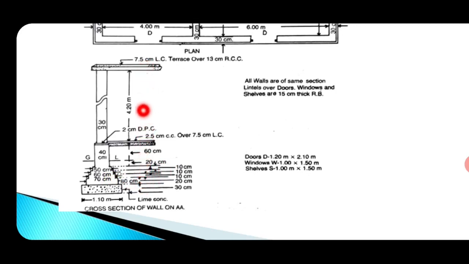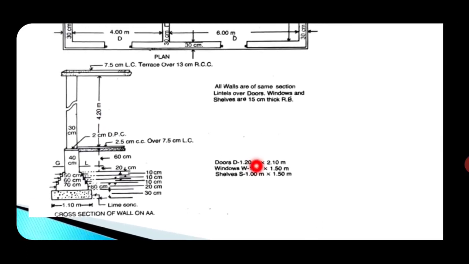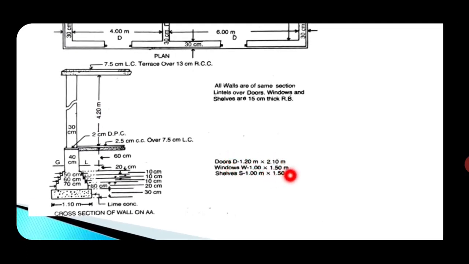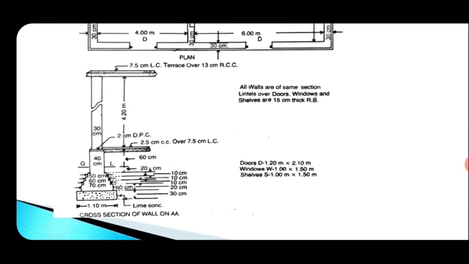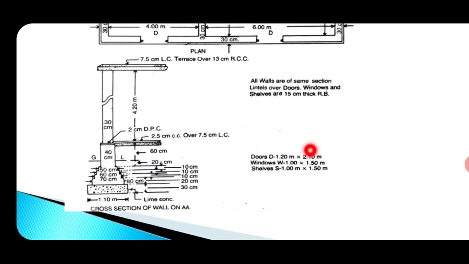Here the ceiling height, that means the superstructure wall is of 4.2 meter height, and here the doors and windows are also given. The door size is of 1.2 by 2.1, that means 1.2 in the length and 2.1 is the height of the door. Similarly, window, the length is 1 and height is 1.5. Cell is of length 1 and height 1.5 meter.